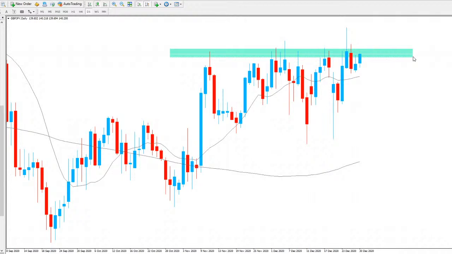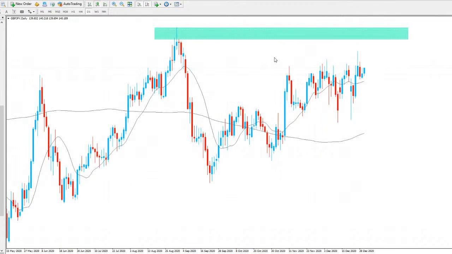But again, this has been tested numerous times, and when price keeps testing a level so many times in a quick space of time, you normally expect that level to break. So for GBP/JPY, expecting that level to break and us to see a nice move to the previous swing high all the way up here.